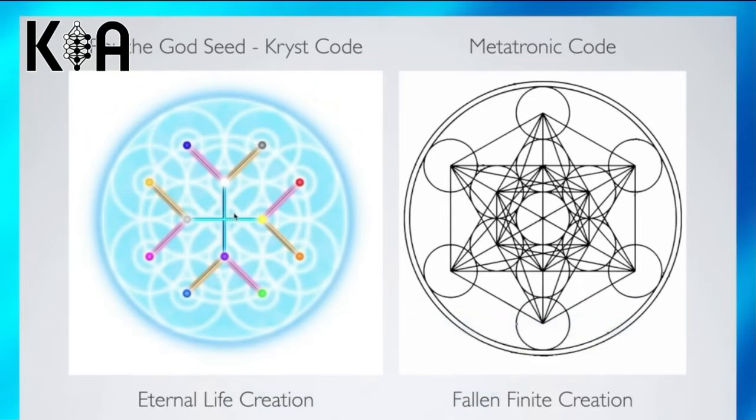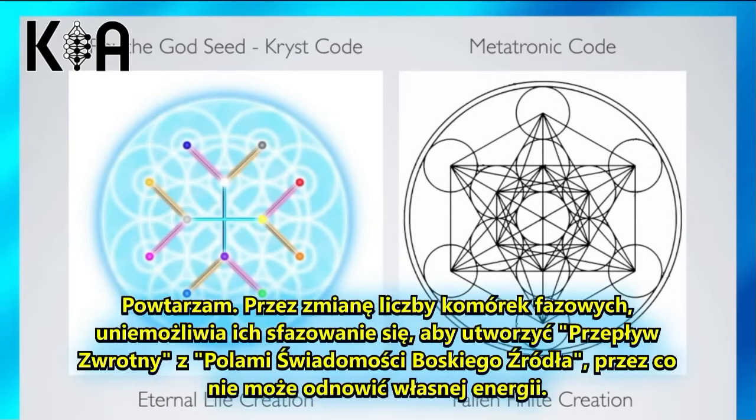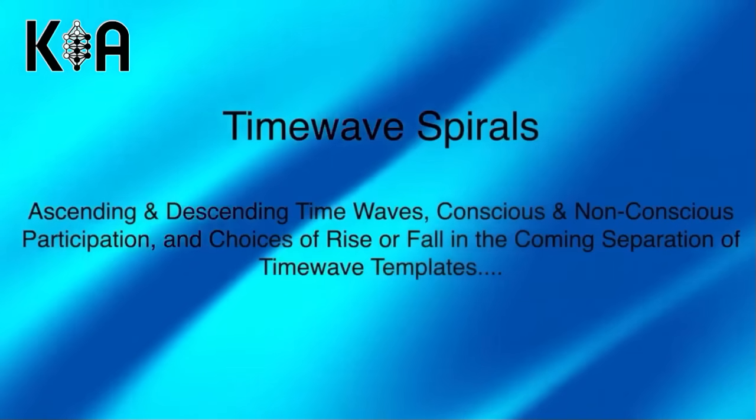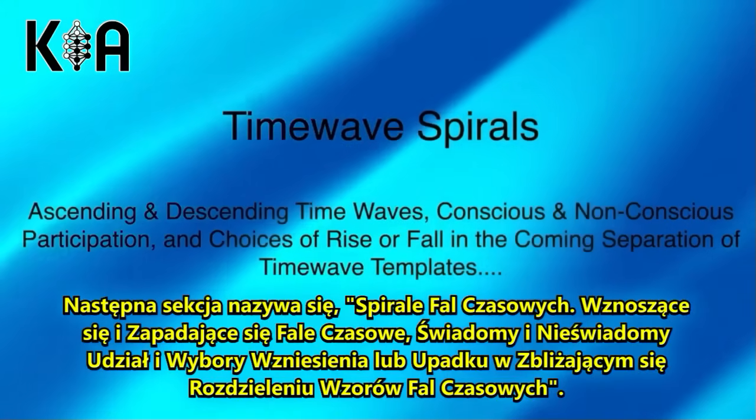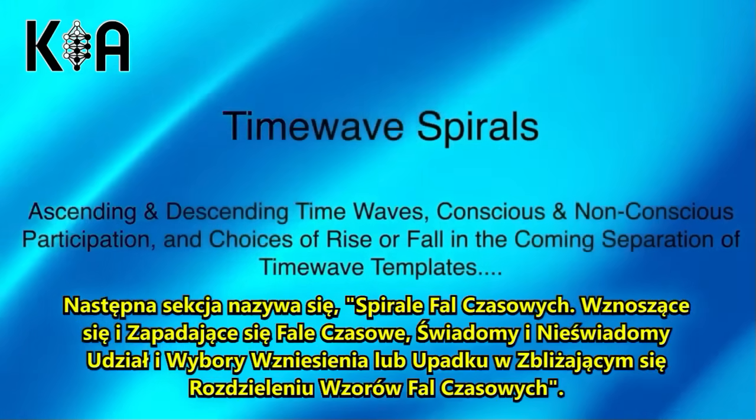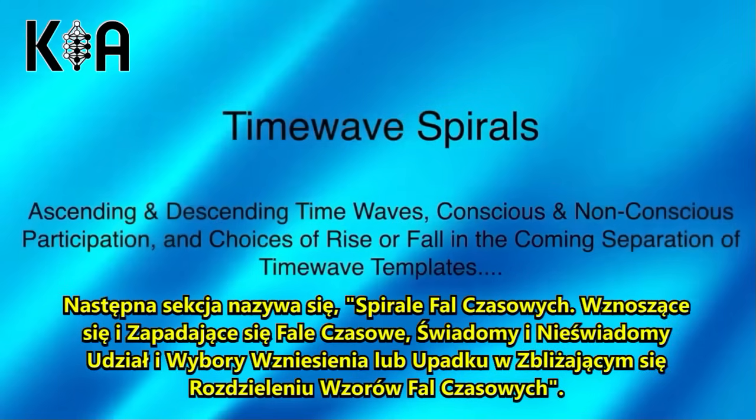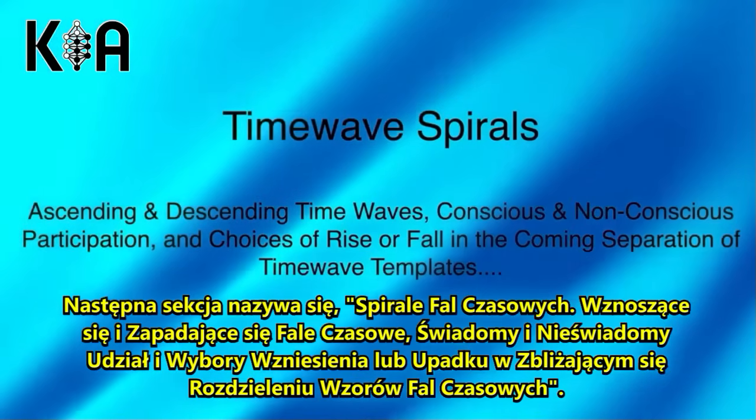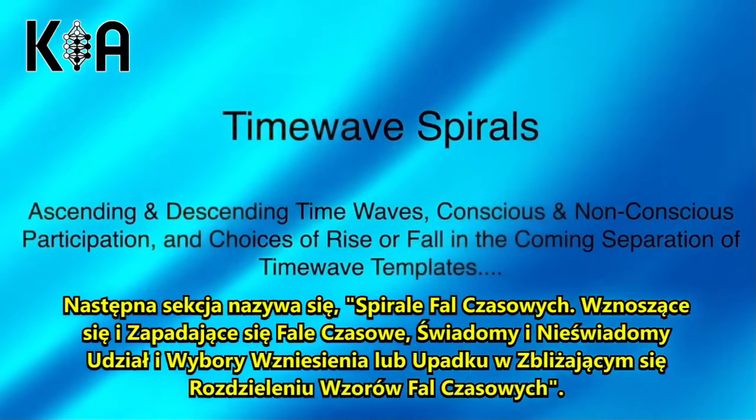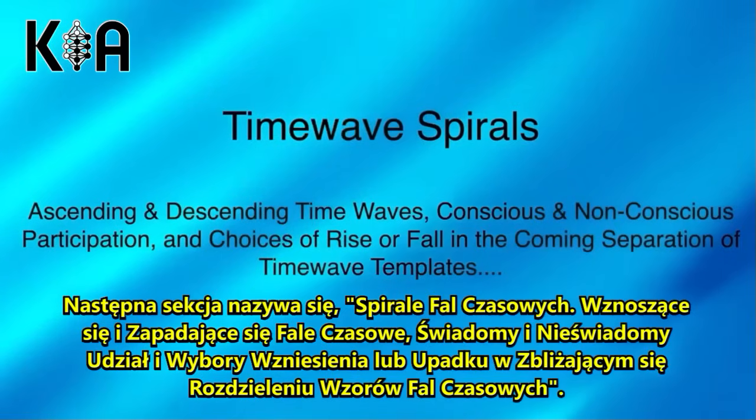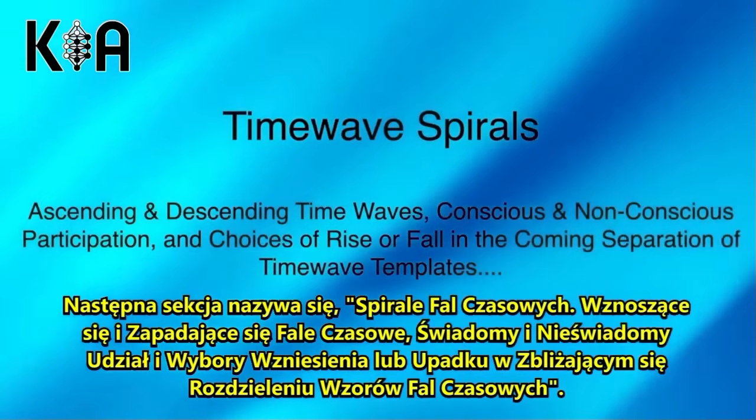Okay, so again, changing the number of phase cells prevents the cells from phasing together to create backflow return with God's source consciousness field. Thus, it's unable to replenish its quantum. Okay, so this next section is called time wave spirals, ascending and descending time waves, conscious and non-conscious participation, and choices of rise or fall in the coming separation of time wave templates.